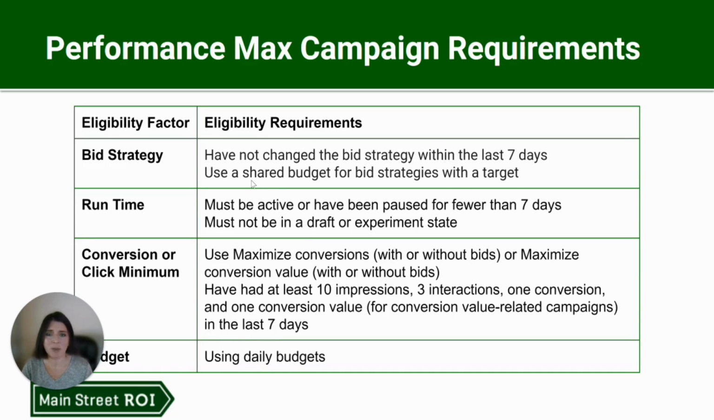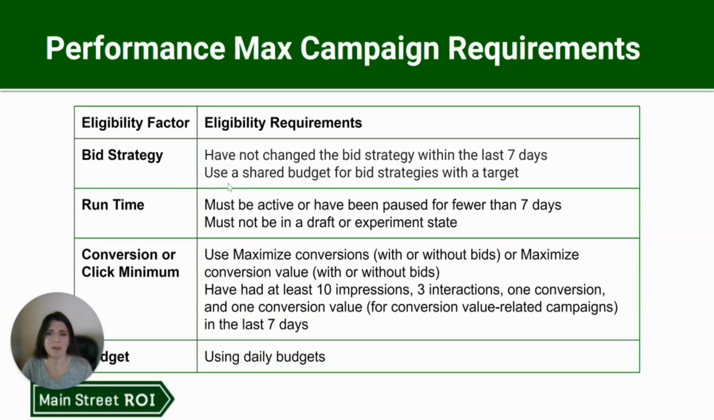Now, Performance Max has actually increased in popularity as of this year. It is one of the fairly new campaign types. So as far as bidding strategy goes, Google does not want any changes to that bidding strategy in the last 7 days. And you must be using a shared budget for those bid strategies with the target.